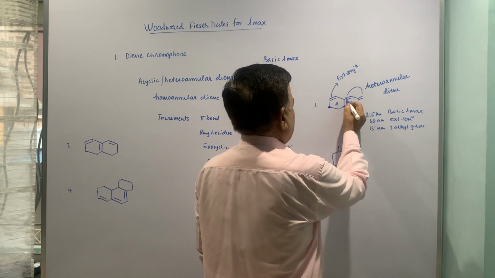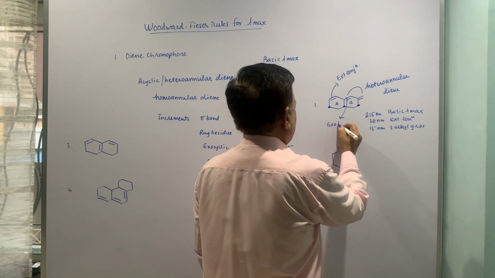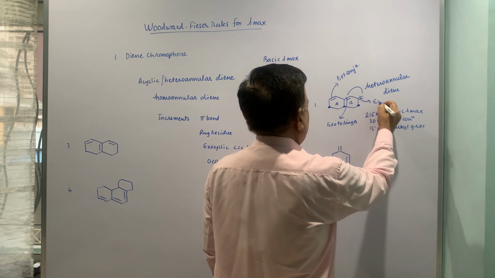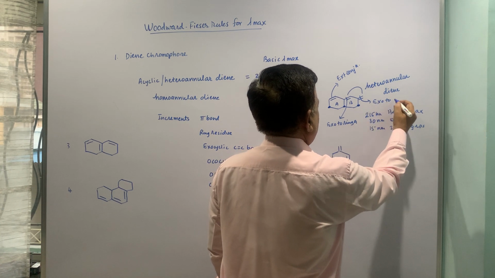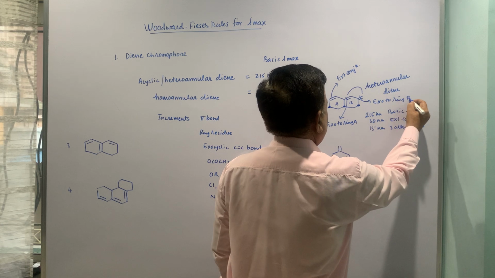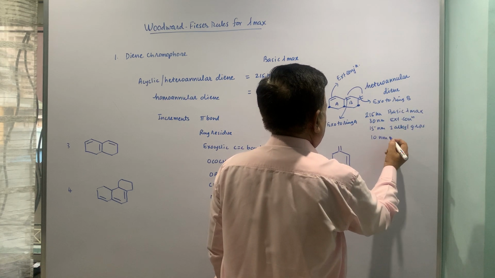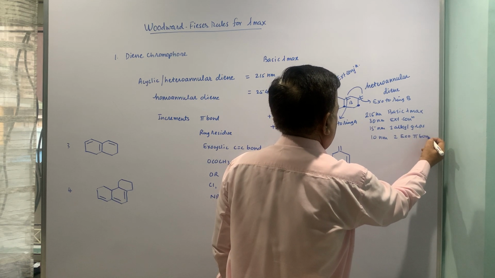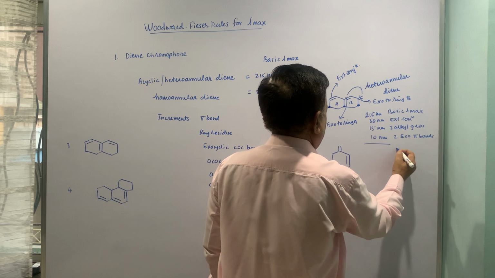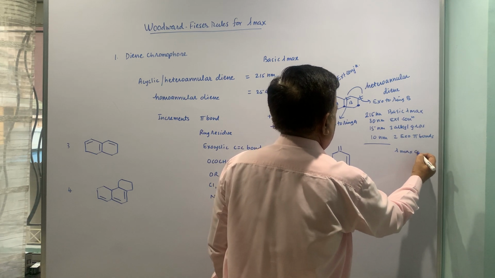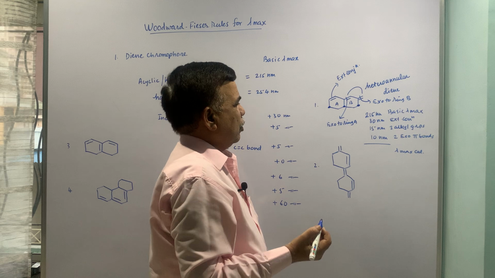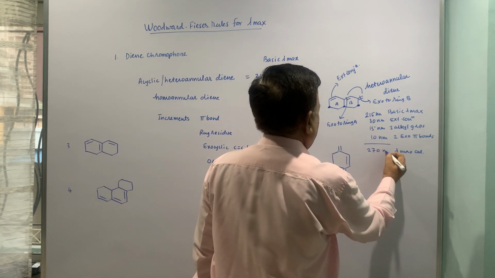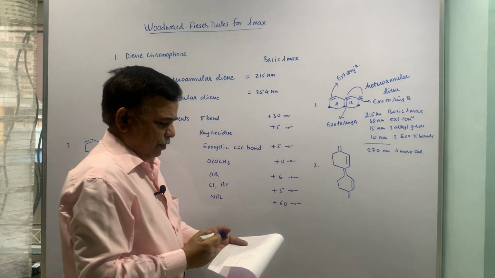So this pi bond is exo to ring A, this is exo to ring B. So two exocyclic double bonds, and this is going to be the lambda max calculated. So that is going to be 260 to 270 nanometers. Okay. This is one example.